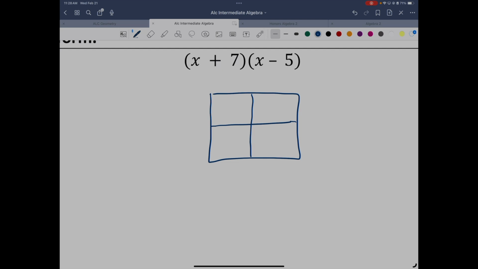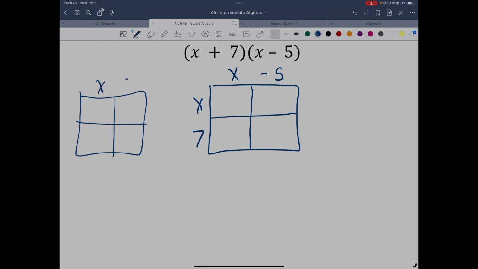So what happens if I mess up and I do this? You keep yours how you did it. But what if I did this instead? What if I put the x and the 7 here and I put the x minus 5 on the top? Doesn't matter. You're still going to get the same things.